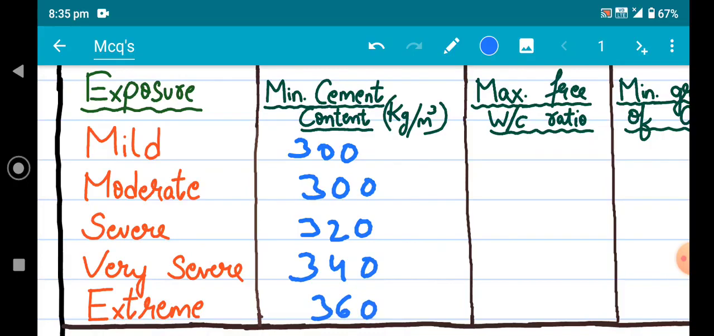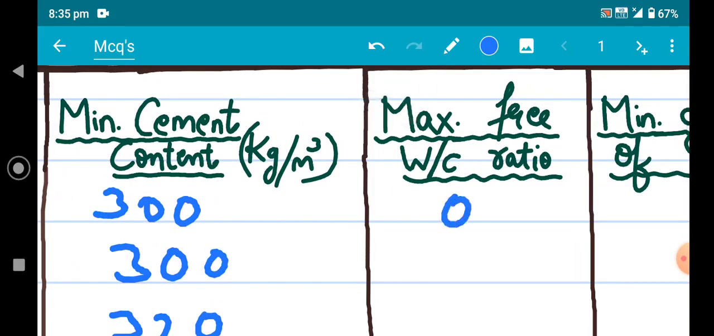So it is very easy friends. If you remember the first two as 300 and simply add 20, you will get first two as 300, and in severe exposure it is 320, very severe exposure it is 340, and in extreme exposure it is 360. The units also very important friends, it is kg per meter cube. Coming to maximum free water cement ratio, for mild exposure the maximum free water cement ratio we need is 0.55.